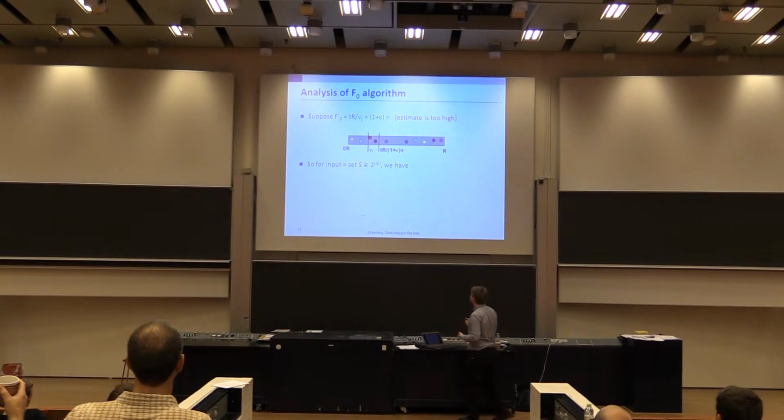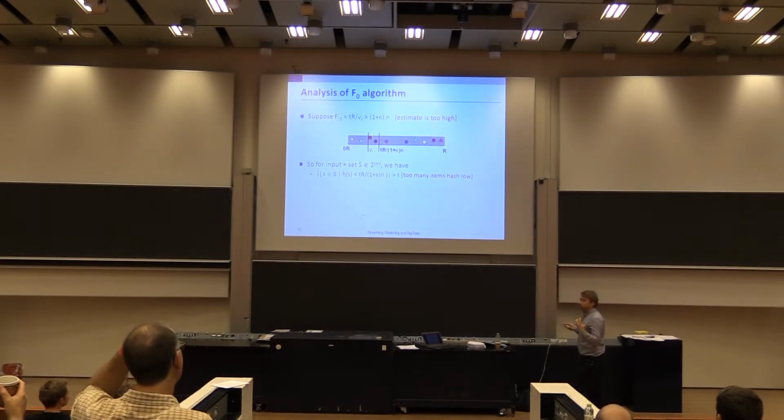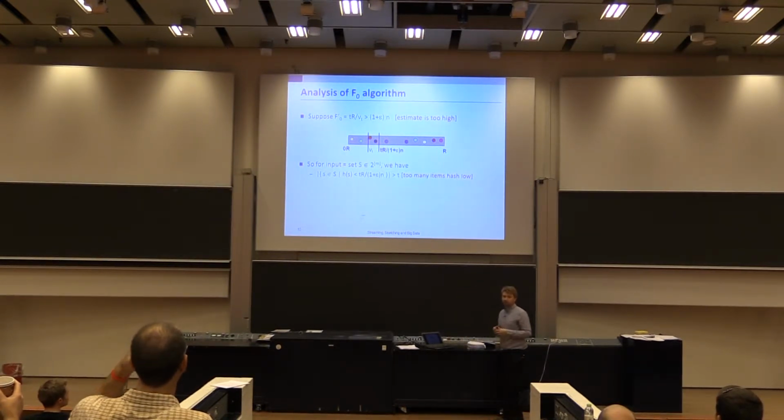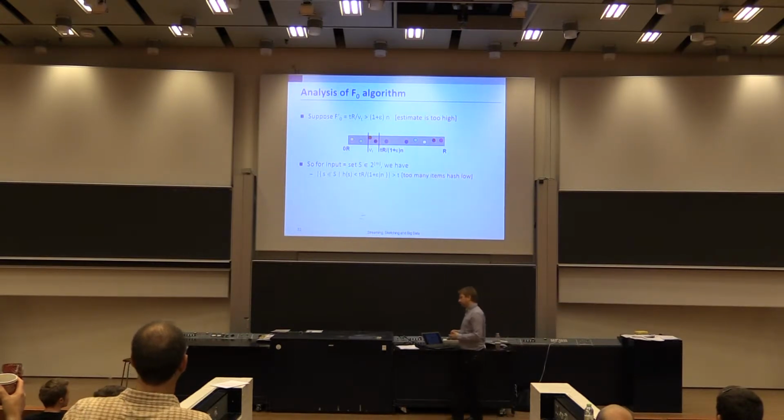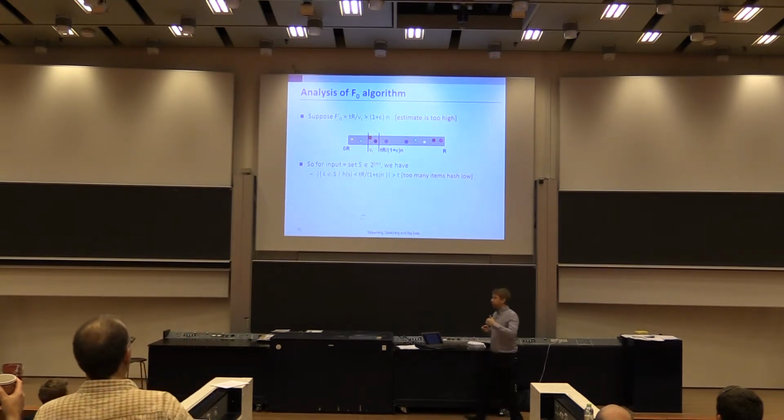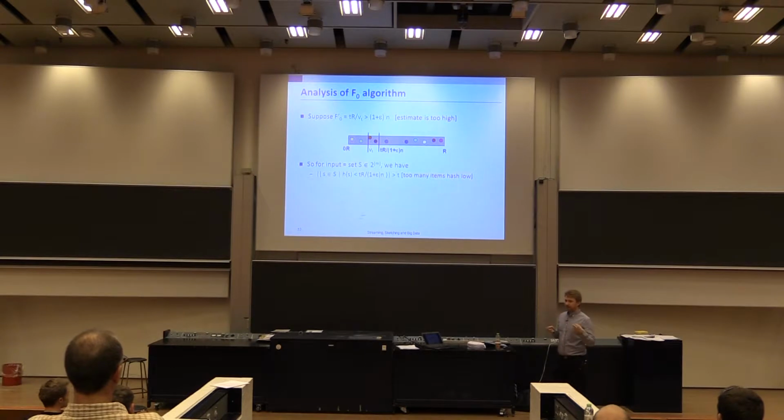So for our input S, we get this bad event, a too high estimate, if we have more than t elements whose hash value is below this critical threshold. We write it like this because we can then look at each element individually and ask what's the probability that it hashes below this range. Each element individually is slightly unlikely to hash too low, so by repeating this for many elements, we'd be very unlucky if so many of them hash to a low value.